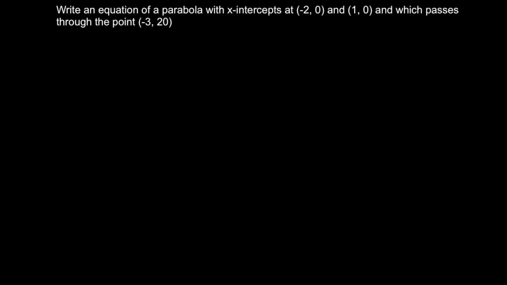Okay, so in this example, we're going to be writing the equation for a parabola, which is the equation of a quadratic function, with x-intercepts at (-2, 0) and (1, 0), which passes through the point (-3, 20). Since we're given the x-intercepts, they are connected to factors. That's the connection. So if we're given x-intercepts, roots, or zeros, we want to write the equation in factored form first.